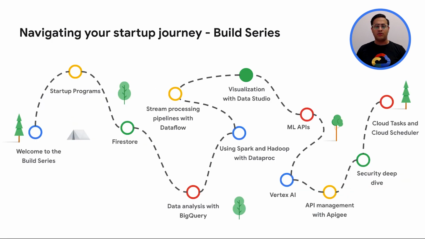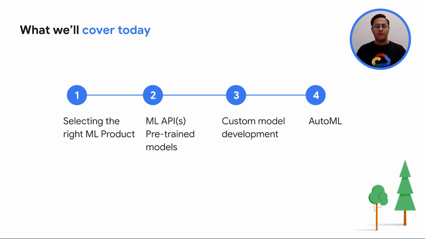In our previous episode, we shared with you how to visualize your data with Data Studio and Looker. Today, we are moving on to our eighth stop, which is machine learning on Google Cloud with pre-built APIs and AutoML. In today's video, we will be covering how to select between the various Google Cloud products for your ML use case, what are the different ML APIs that Google Cloud offers and how you can use them, workflow for creating a production custom model, and finally, how to use AutoML to leverage on Google Cloud's machine learning expertise.